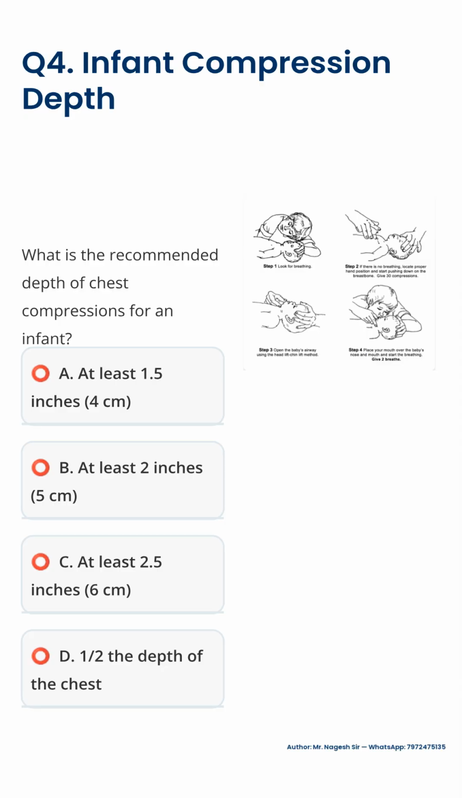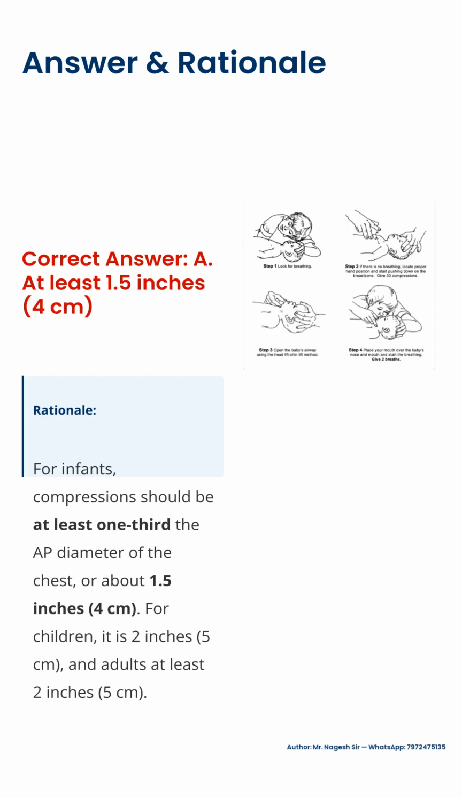Question 4. Infant compression depth. What is the recommended depth of chest compressions for an infant? The correct answer is A, at least 1.5 inches or 4 centimeters. Compressions should be at least 1/3 the anterior-posterior diameter of the chest. For children and adults, the depth is at least 2 inches or 5 centimeters.